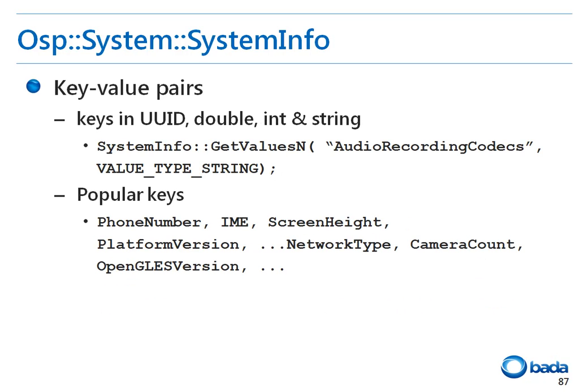The system info class can be used to get various types of system information. If the getValuesN function is called with a key, the corresponding value is returned. The representative keys are phone number, IME, screen height, platform version, network type, camera count, and so on.